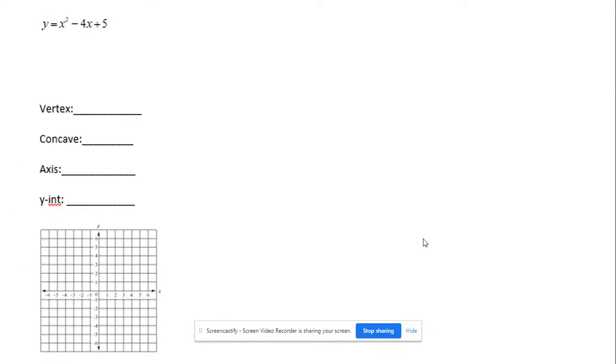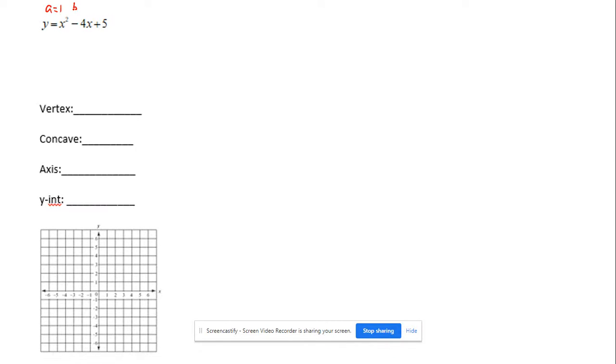So the first one I want to look at is on the back of your note sheet, and it is this problem right here: y equals x squared minus 4x plus 5. The first thing I think you should do is say, hey, it's in standard form, so that's good. A is 1. That's the number in front of x squared.